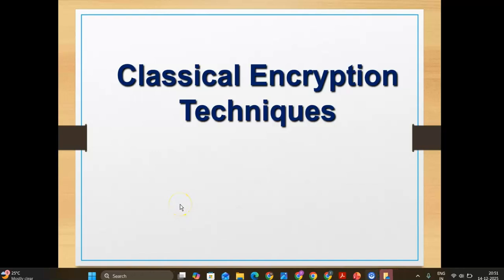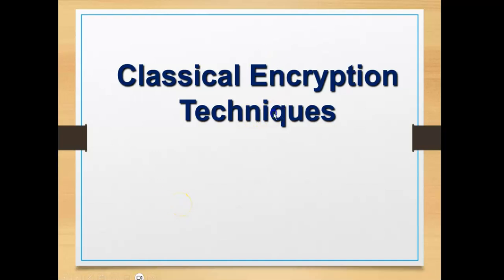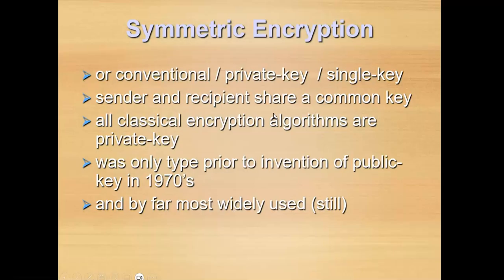Hi, in this video we are going to discuss classical encryption techniques. We'll start with symmetric encryption. The symmetric encryption techniques are also known as conventional, private key, or single key techniques. This was the one used in the early 1970s before the introduction of public key cryptography. In symmetric encryption, we use the same key for both encryption and decryption.